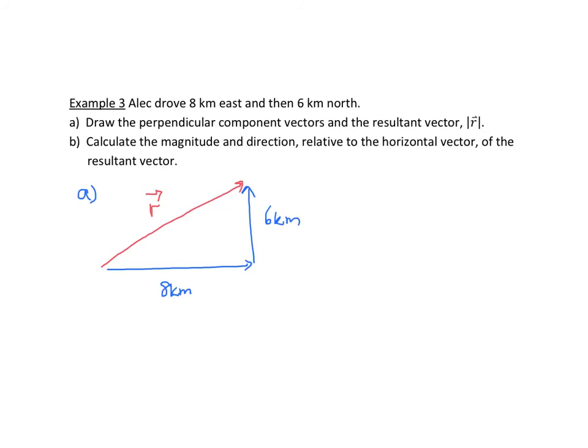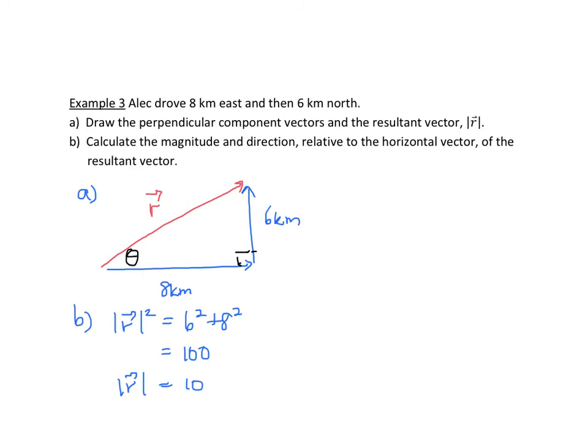Now in part B, it says calculate the magnitude and direction relative to the horizontal vector of the resultant vector. So we'll call that angle theta. So first of all, we'll find the length of r, the magnitude of our resultant vector, using Pythagorean theorem, since this is a right angle triangle. So the magnitude of r squared is equal to 6 squared plus 8 squared, which is 100. So the magnitude of our resultant vector is 10, the square root of 100.